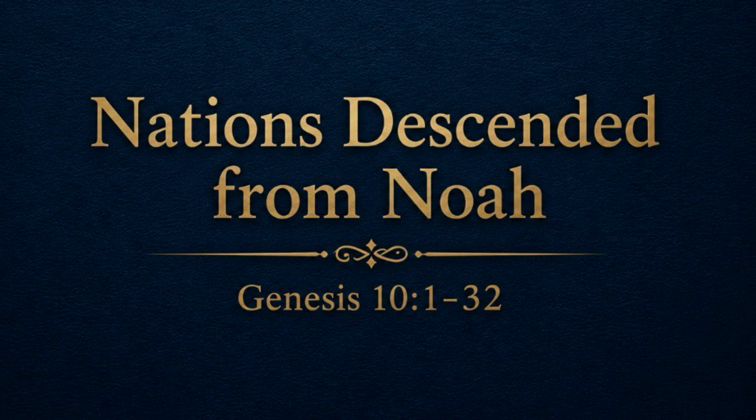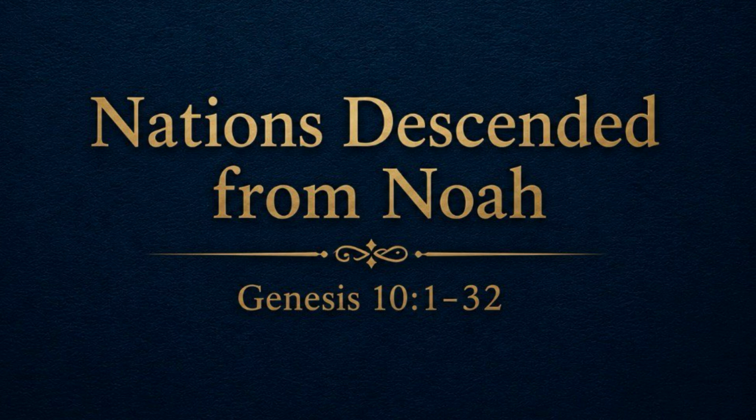The descendants of Shem receive particular attention because from this line would eventually come Abraham. The genealogy narrows toward the family through whom God's covenant promises would be revealed. While Genesis 10 surveys the nations broadly, it is also preparing the reader for the covenant story that follows.